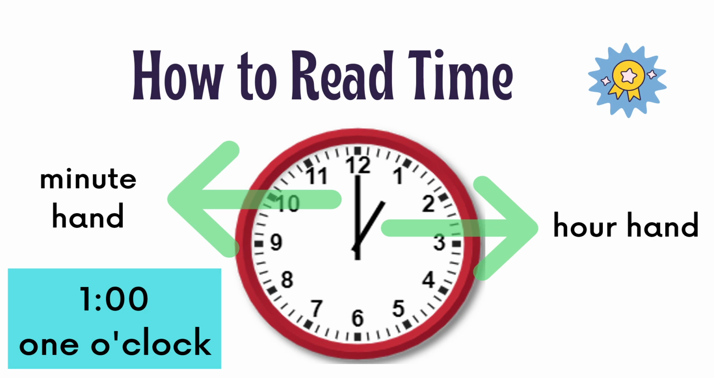Next, this is how to read time. There are two hands here. The first hand is the hour hand and the other hand is the minute hand. The minute hand is longer than the hour hand. The hour hand is shorter than the minute hand. And this clock indicates that it's 1 o'clock. It's 1 o'clock because the hour hand is at number 1 and the minute hand is at number 12.